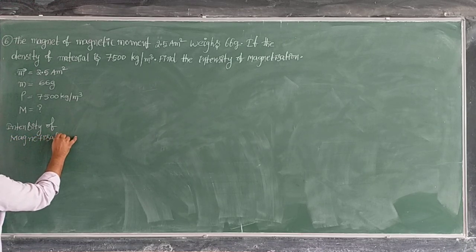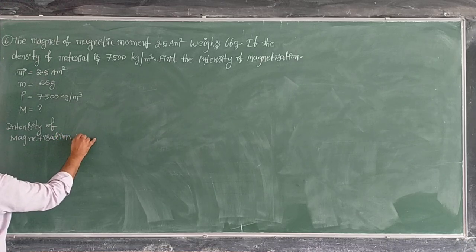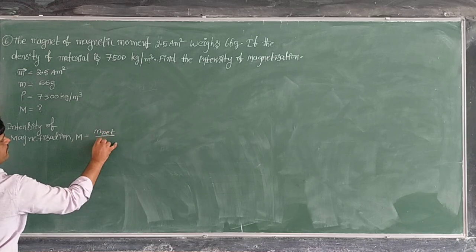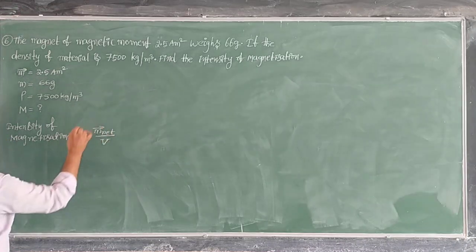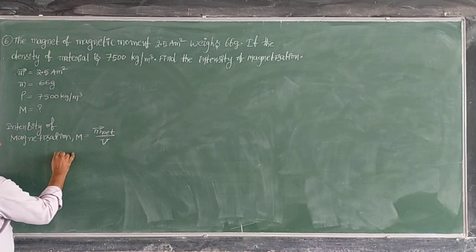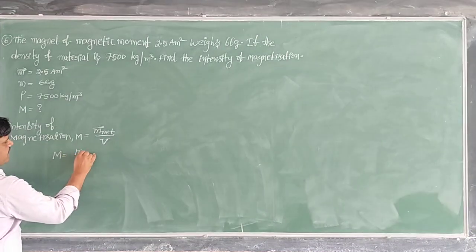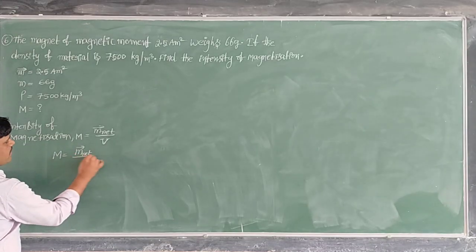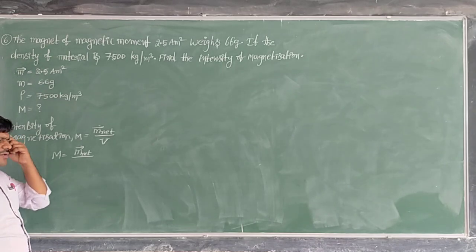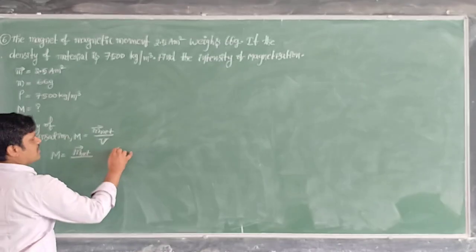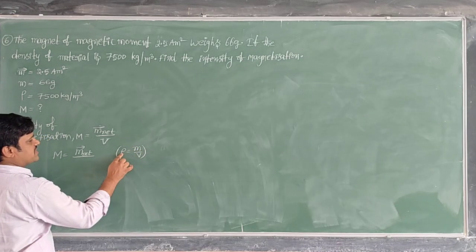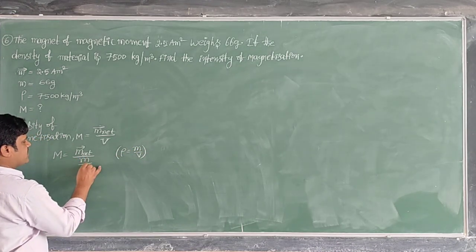What is the definition for intensity of magnetization? It is nothing but net magnetic dipole moment per volume. Magnetization M is equal to net magnetic dipole moment divided by volume. Density is equal to mass per volume, so from this, volume is equal to mass per density.